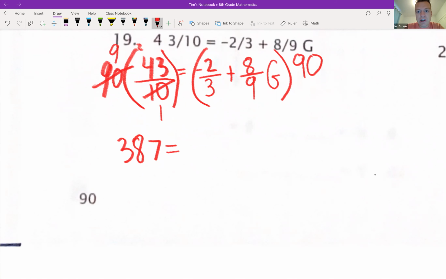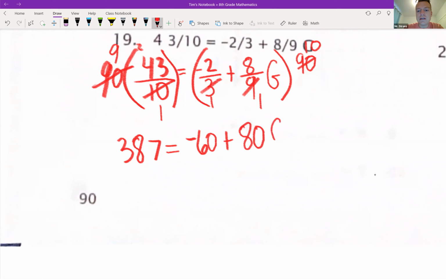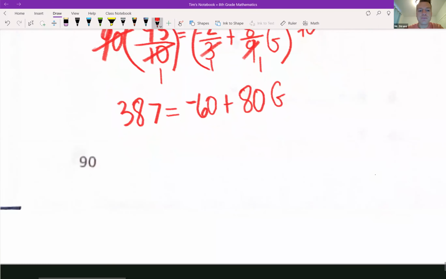I'm going to take each fraction and multiply it by 90. So if I start with negative 2/3, 3 goes into itself once, 3 goes into 90 30 times. Negative 2 times 30 is a negative 60. Now I'm going to multiply 8/9 times 90. 9 goes into itself once. 9 goes into 90 10 times. 8 times 10 is 80g. Put the g back on.